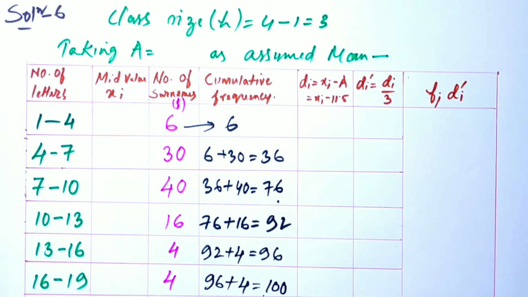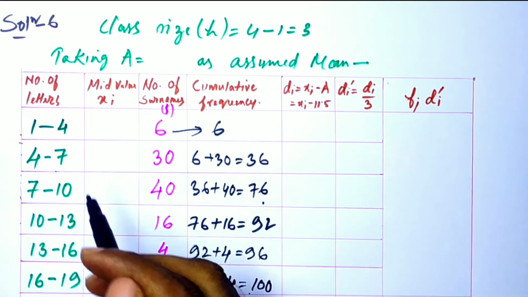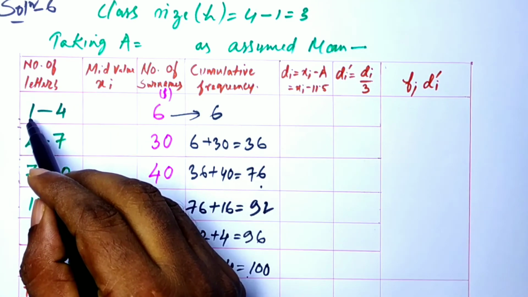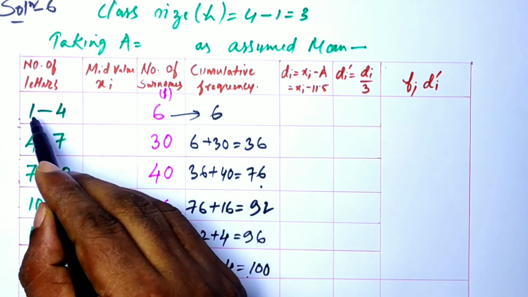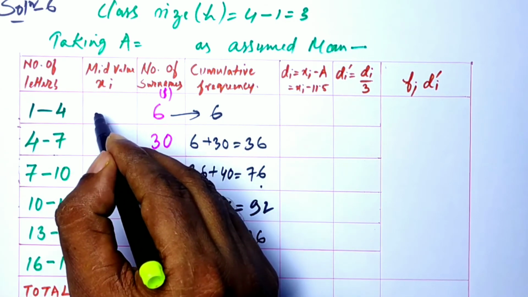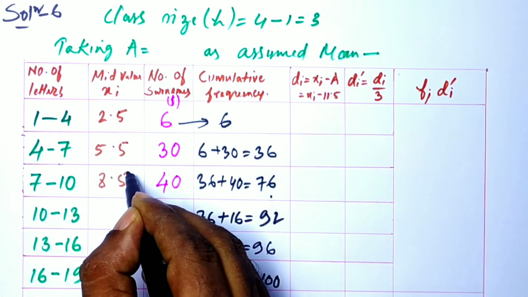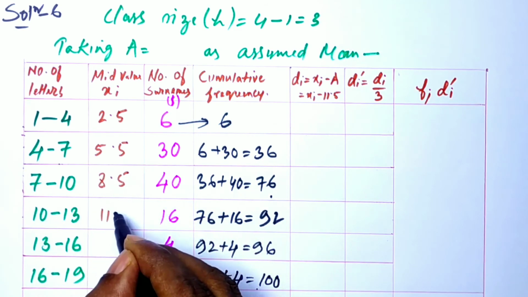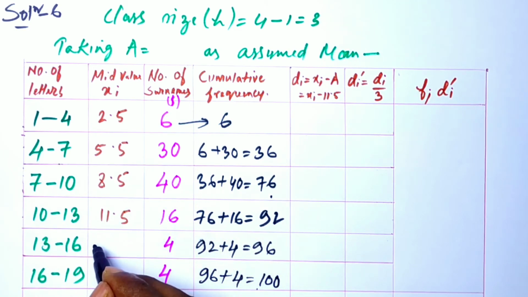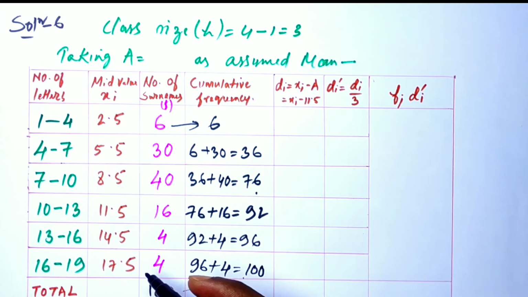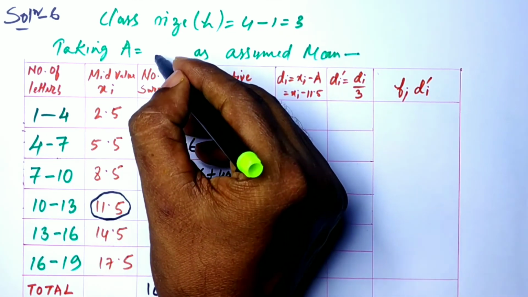Here we are trying to prepare the table for calculating mean. So we find out the xi value, which is the mid value. We add the lower limit and upper limit and divide it by 2. 1 plus 4 is 5, divided by 2 is 2.5. This will be 8.5, 11.5, 14.5, 17.5. We choose 11.5 as the assumed mean.